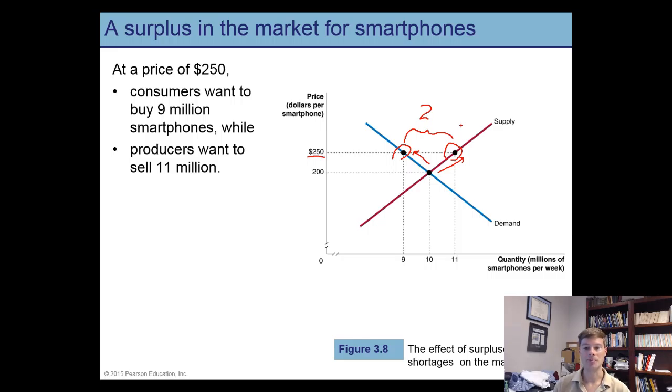And at the same time, consumers will begin to offer lower prices because they'll see that there are excess smartphones on the market, and they'll realize that they can buy a smartphone for a price below $250. This downward pressure on the market price will continue until there's no longer a surplus. In this diagram, there will be downward pressure on the market price until it reaches the equilibrium price of $200. At this price, there'll be no more pressure for the market price to change.